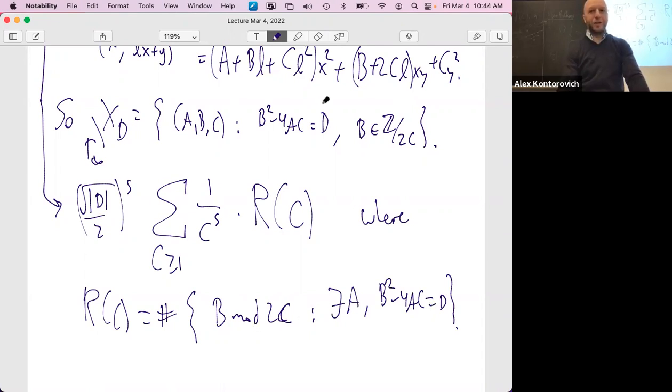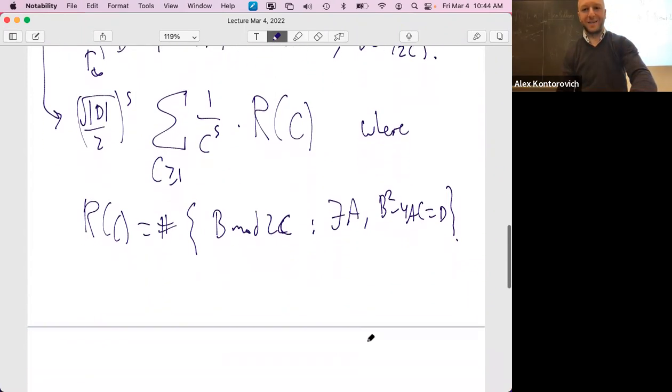And those b's only need to range mod 2c because we're modding out by gamma infinity, and gamma infinity changes b by multiples of 2c. So by moving it under gamma infinity and into that equivalence class, I can choose a representative so that b is between 0 and 2c minus 1 or something. But it doesn't matter which representative we take.